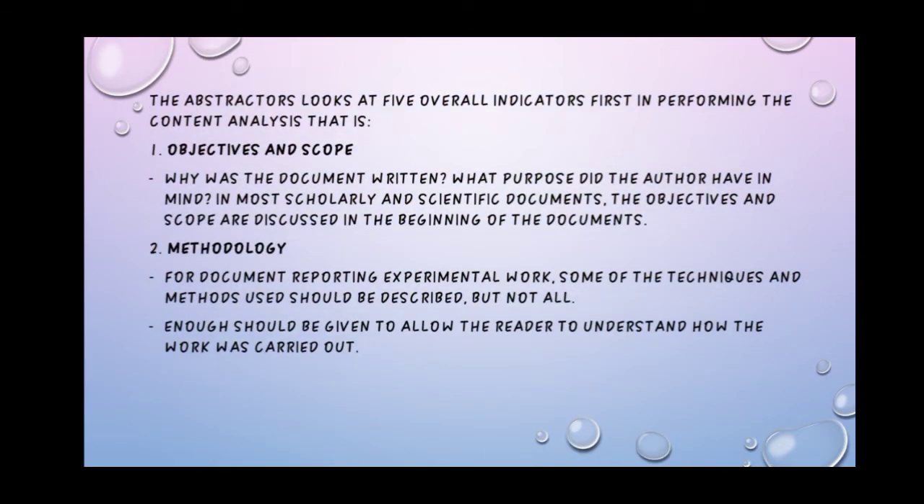The abstractors look at five overall indicators first in performing the content analysis. Firstly is objective and scope: why was the document written, what purpose did the author have in mind, and others. Secondly is methodology. For documents reporting experimental work, some of the techniques and methods used should be described, but not all. Enough should be given to allow the reader to understand how the work was carried out.